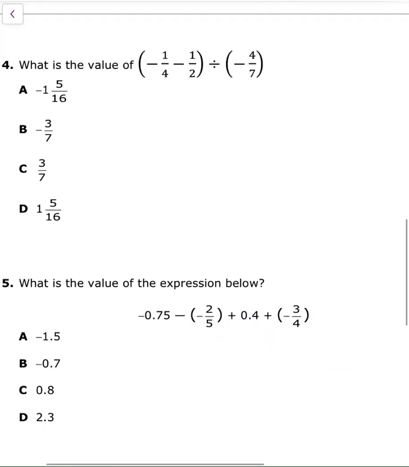Okay, number 4. What is the value of negative 1/4 minus 1/2 divided by negative 4/7? Ooh, that's a lot. Okay, so do what's inside parentheses first. So I've got a negative 1/4 minus a 1/2.